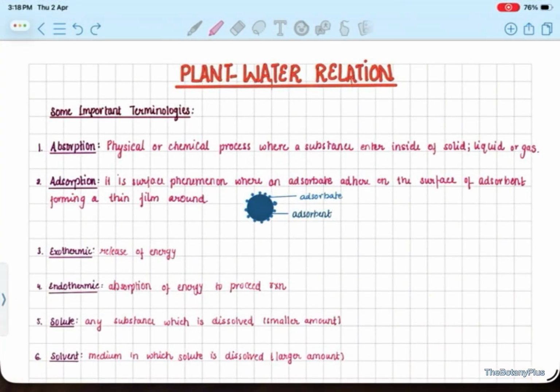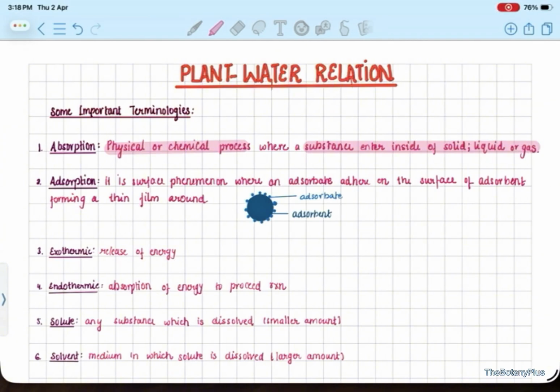In this video, we'll learn about plant and water relation. To learn about plant and water relation, we should be friendly with some terminologies. The first term is absorption. So what does absorption mean? Absorption is a physical or a chemical process where a substance enters inside a solid, liquid or a gas.